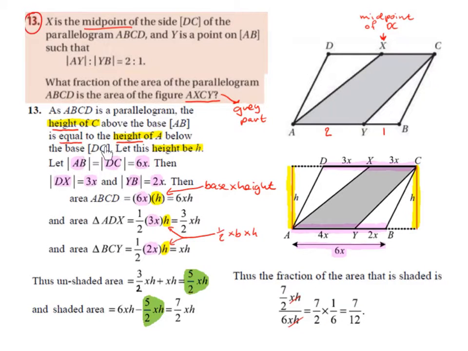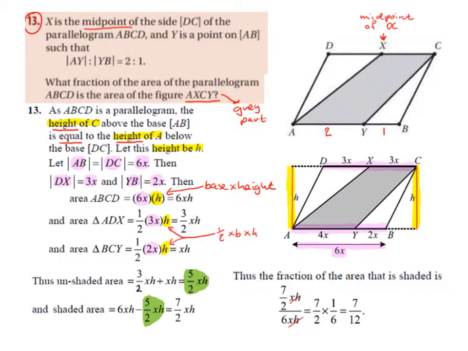Let AB equal DC, which equals 6x. So AB is equal to DC, and that can be written as 6x. The reason being, if we have a look at DC, well, if X is the midpoint and we let DC be 6x, then from D to X is going to be 3x, and from X to C is going to be 3x. And 3x plus 3x makes 6x.